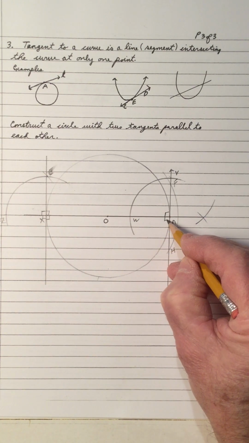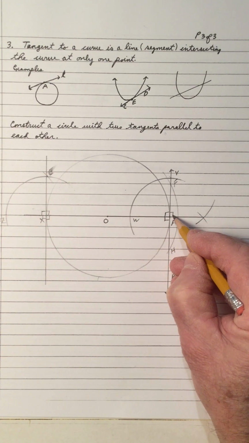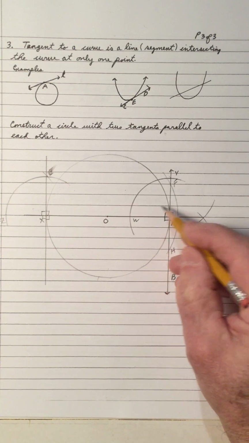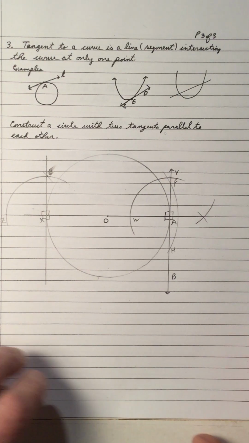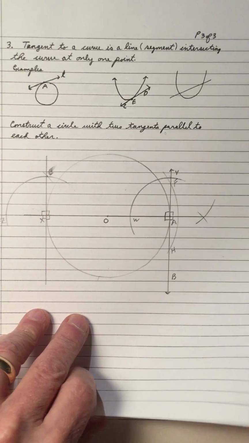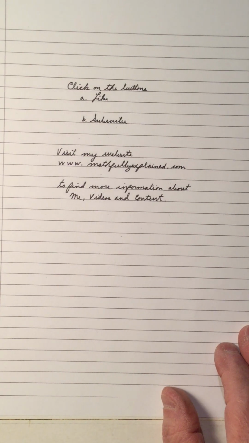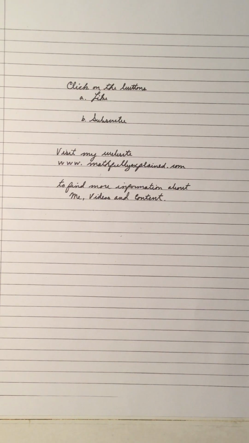Because the lines are perpendicular. This is the right angle. This is the right angle. There's four right angles there. Again, just wanted to do some more construction. The more construction you do, the more it helps you understand the math we're going to do.